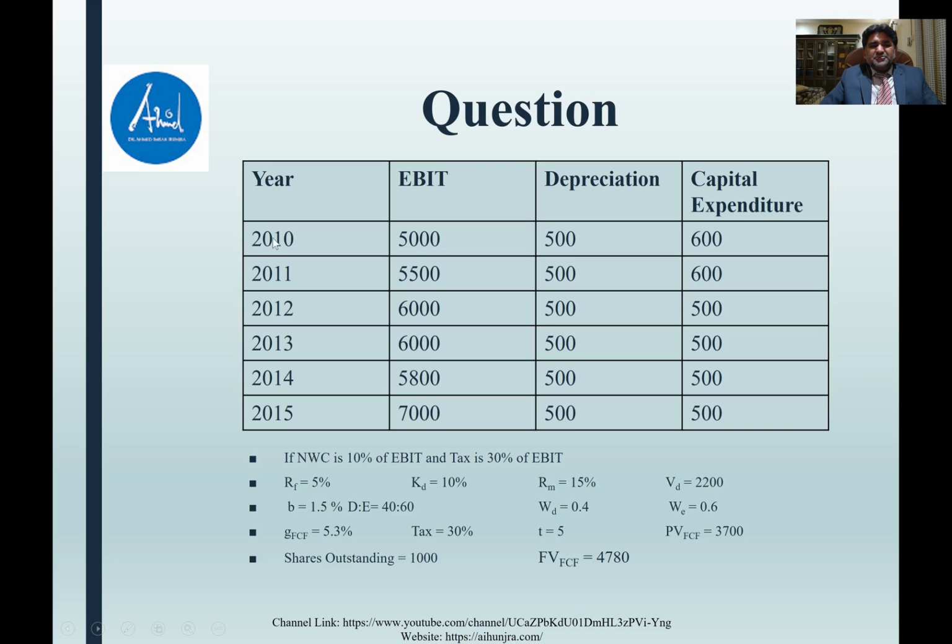So company A in 2010 the EBIT is 5,000, in 2011 EBIT is 5,500, then in 2012 it's 6,000, 2013 again 6,000, 2014 it's 5,800, and 2015 that is 7,000. And there is straight-line depreciation in all the years. I assume it's assumption-based data, not the real data, and the depreciation is 500 over the life of all years. And here is the capital expenditure.